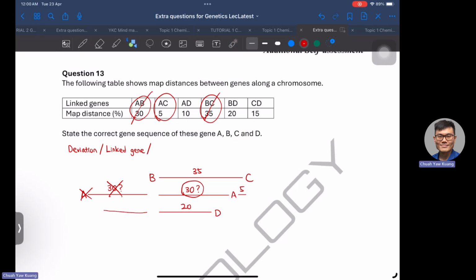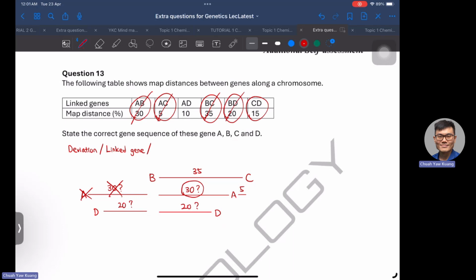So D can be towards the left also. We are not sure. It's either towards the left or towards the right. So in order to find the correct answer, you have to find the distance between A and D, or you can find the distance between D and C also. So this one done, B and D done. Next we can find C and D.